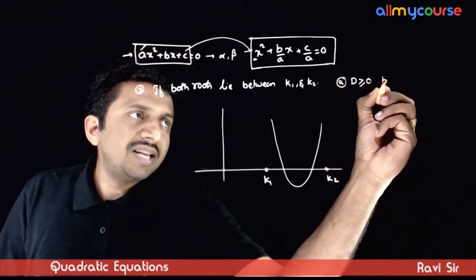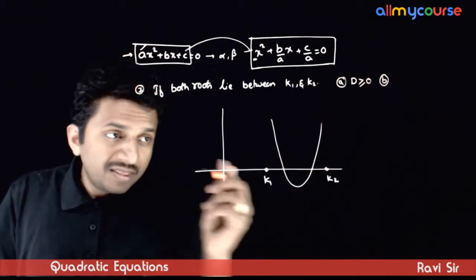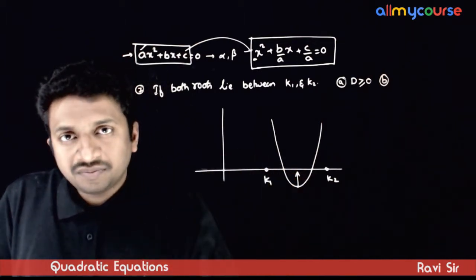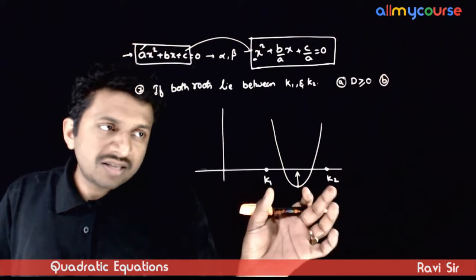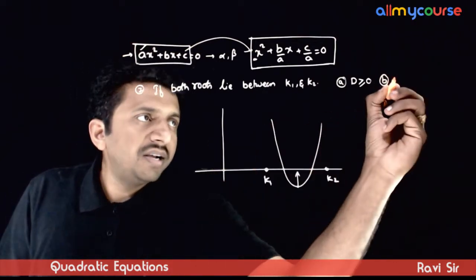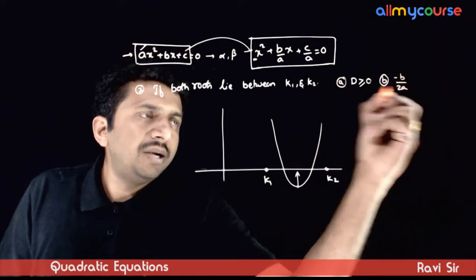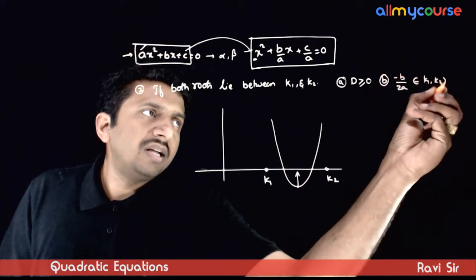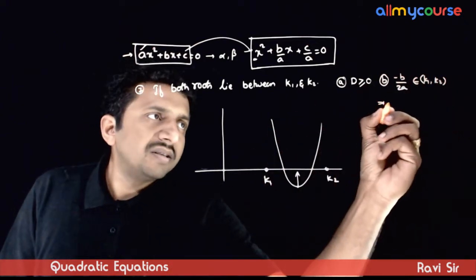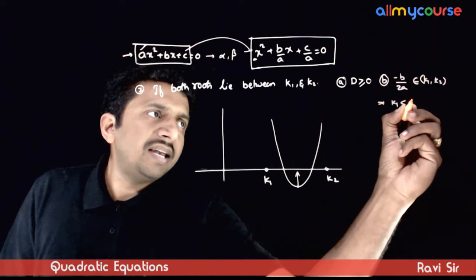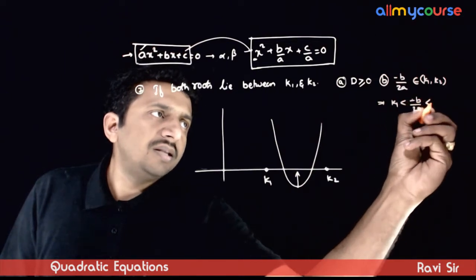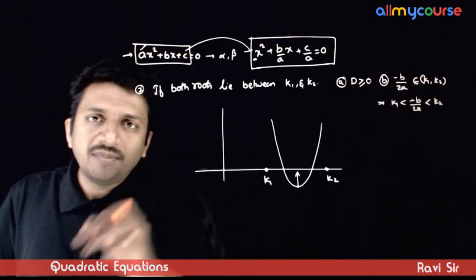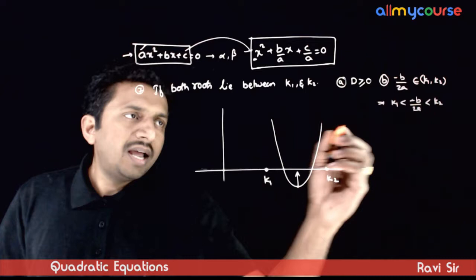And next, what is the next condition? The x coordinate of the vertex has to lie between k1 and k2. Minus b by 2a has to belong to (k1, k2). That means k1 is less than minus b by 2a, which is less than k2. So this minus b by 2a has to lie between k1 and k2. And what is the third condition?